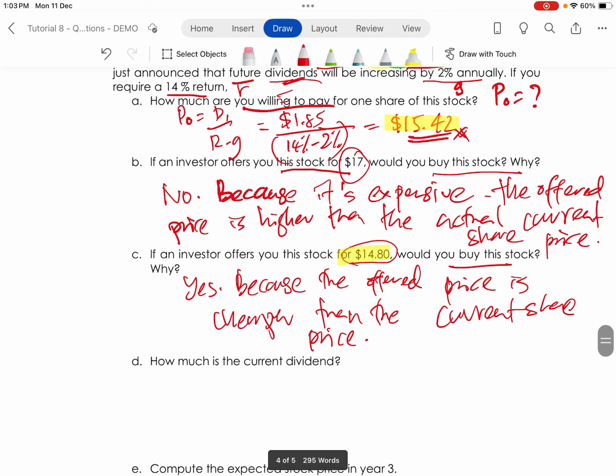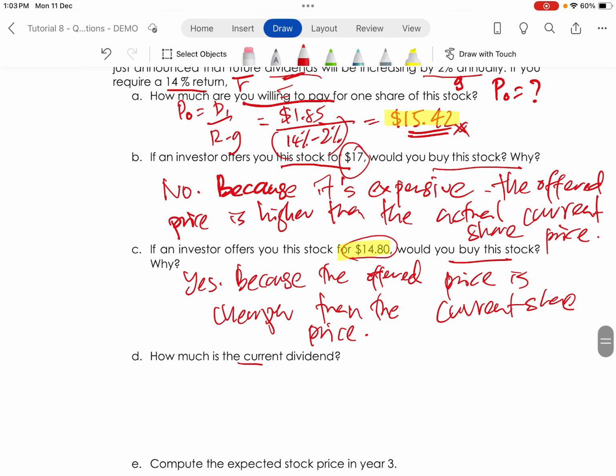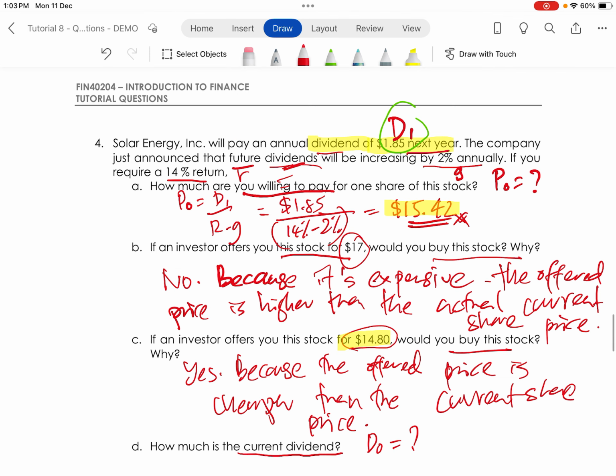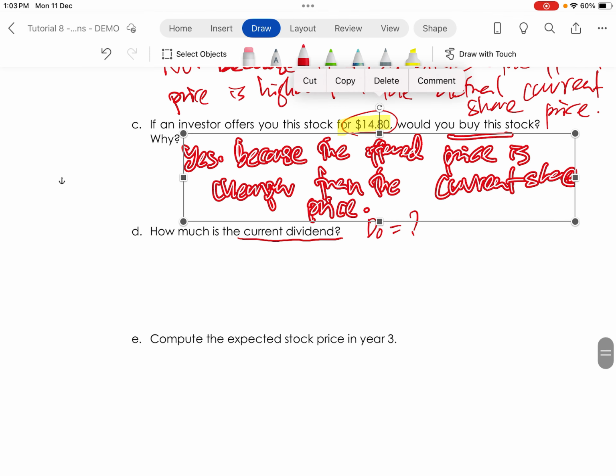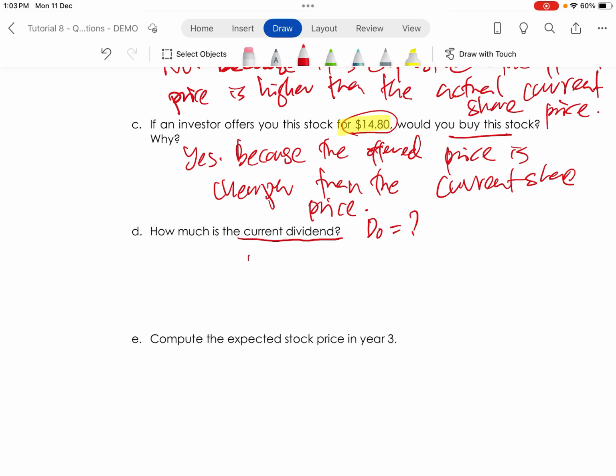Now moving on to D, how much is the current dividend? Current dividend means D0. But here in the question you already have the D1, so you need to adjust a bit. You know that D1 comes from D0 times (1 plus g). You already have the D1, so you need to determine D0. Therefore you need to rearrange.